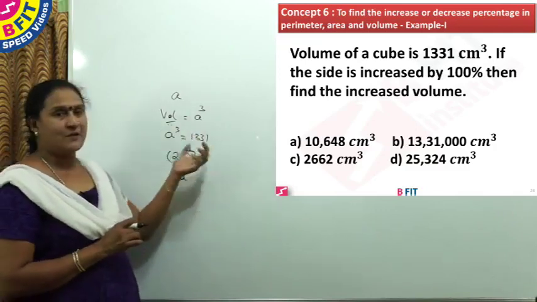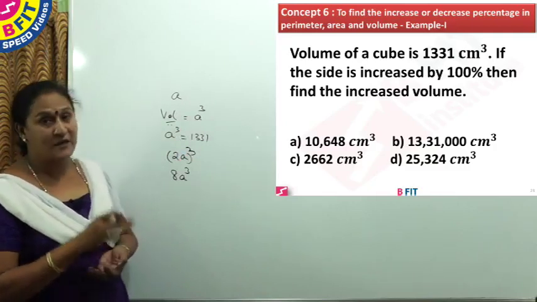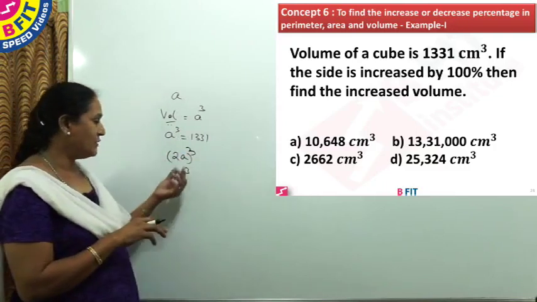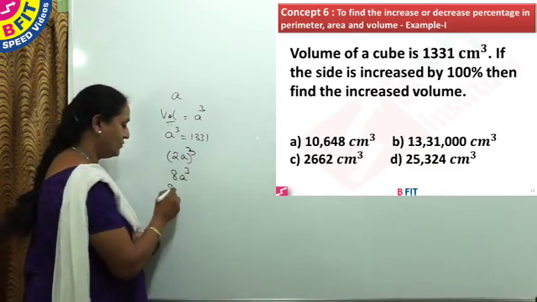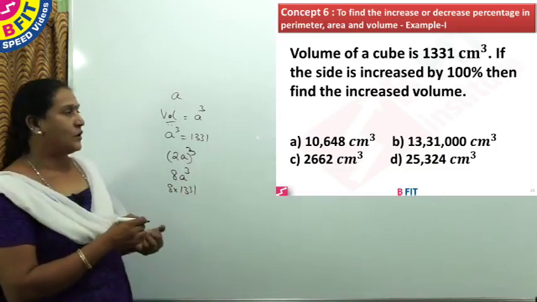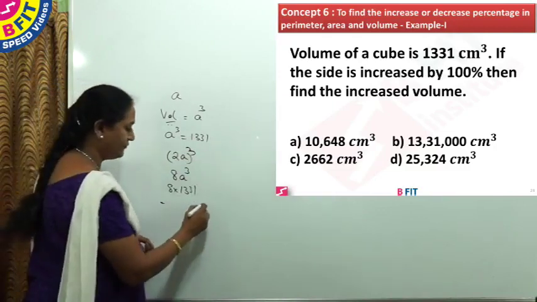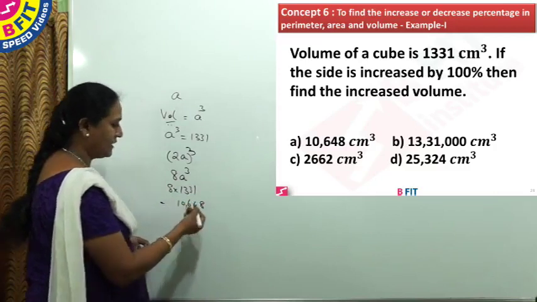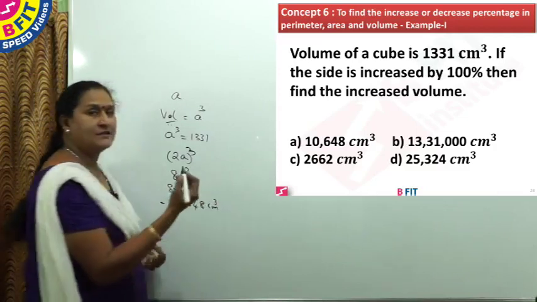So A cube is 1331. If the side is increased by 100%, it means that it is doubled. So the increased volume is 2A the whole cube or 8A cube. So 8 into what is A cube? 1331. Now finding the product, we get the increased volume, which is equal to 8,648. So 10,648 centimeter cube is the answer.